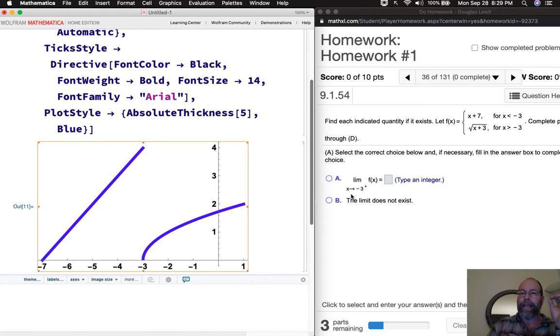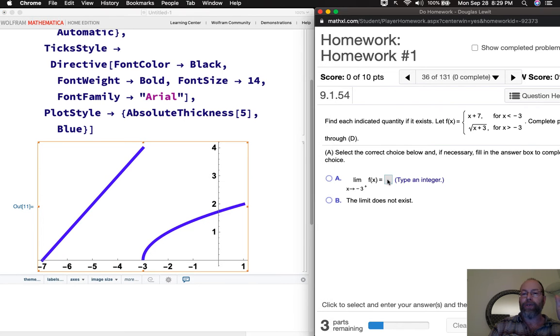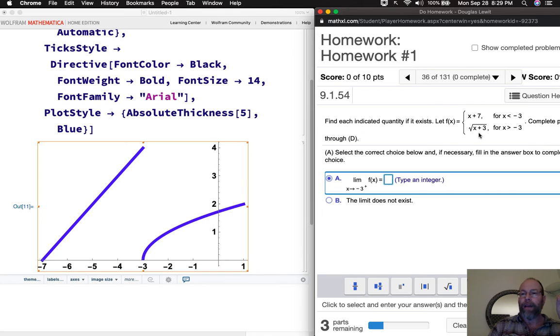What is the limit as x goes to negative 3 from the right side? That's what the plus means, from the right side. So we're only looking at this half of the function. Follow my cursor, we're only looking at this half of the function. Okay, so the answer is going to be the square root of x plus 3 when x is equal to negative 3.